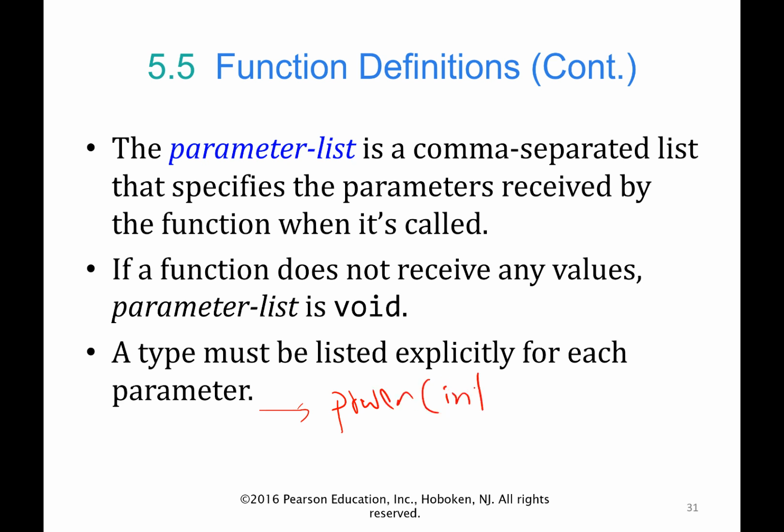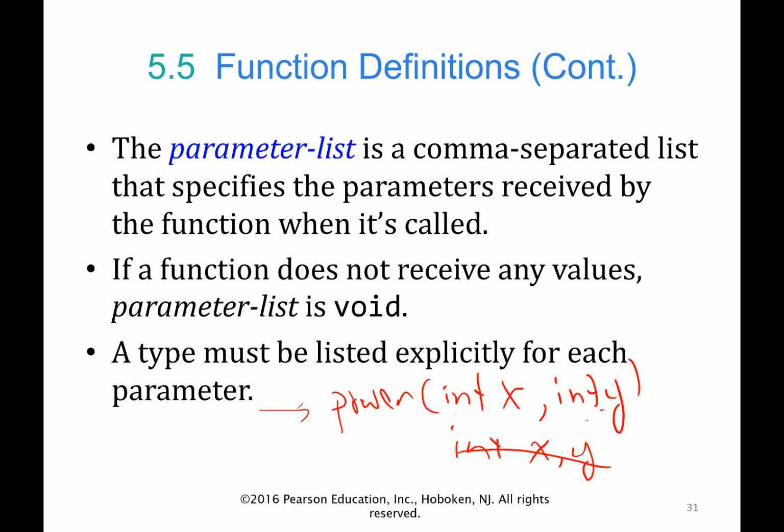Int x, int y. There's supposed to be a space there. I can't say int x, y. I can't do that. I can do that when I declare variables elsewhere, but in function headers, you have to declare a type for each parameter in the list. And believe me, I've made that mistake many times early on. Still do it.